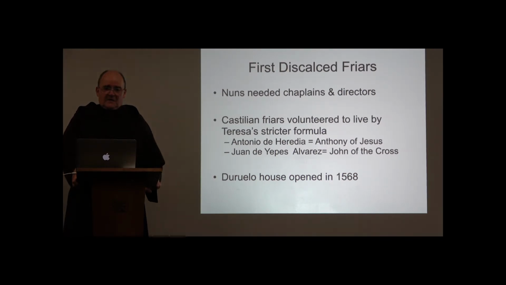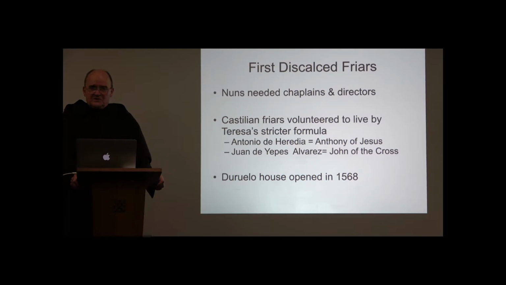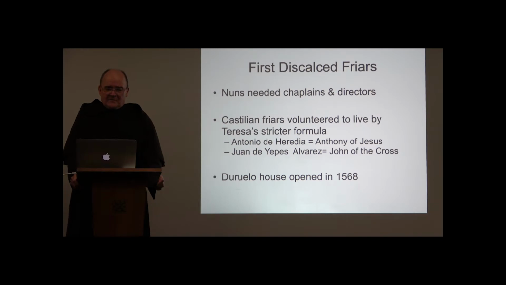Among the first of the men to join Teresa's reform, the two that you probably know most about would be Castilian friars Antonio de Heredia, who took the religious name Anthony of Jesus, and Juan de Yepes Alvarez, who had been John of St. Matthias. He now adopts John of the Cross as his religious name. And both of these, together with others that will follow them, turn out to be very good chaplains, spiritual directors, confessors of the nuns. But remember that the sisters are continuing to control their own constitutions and their own finances.